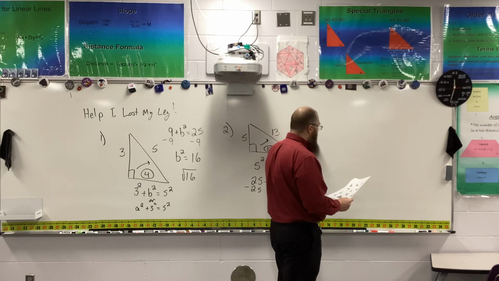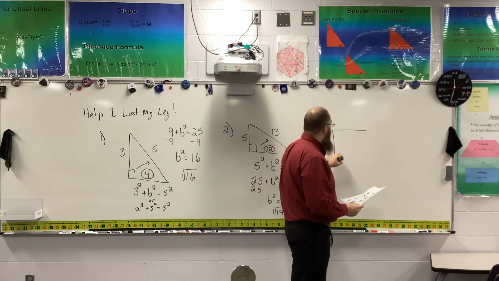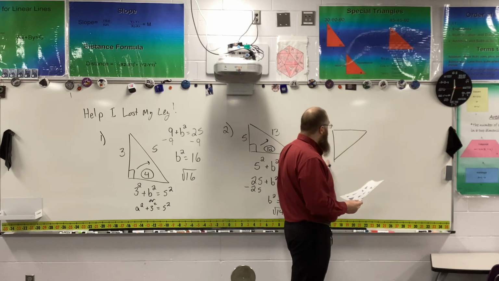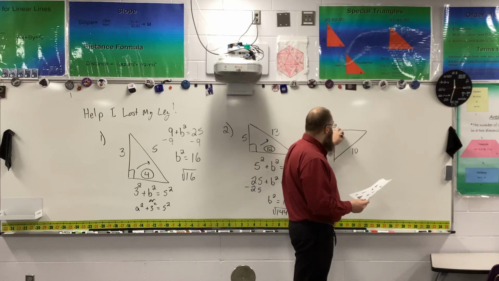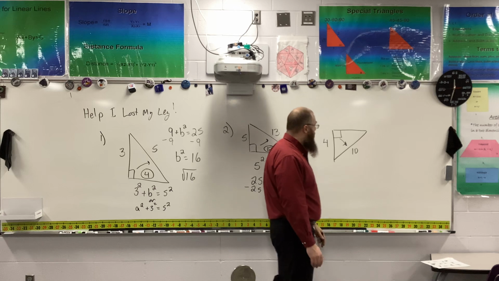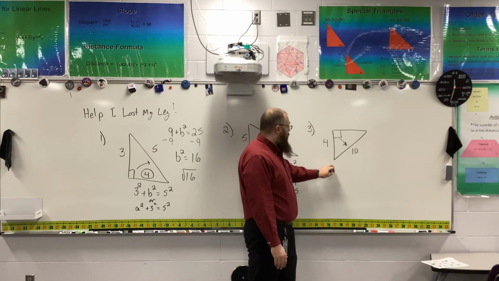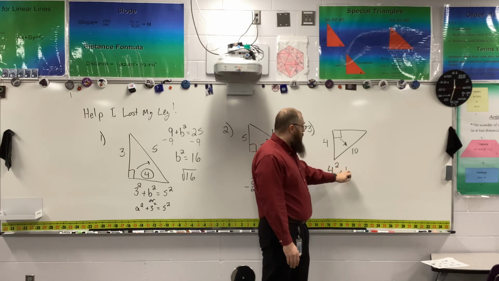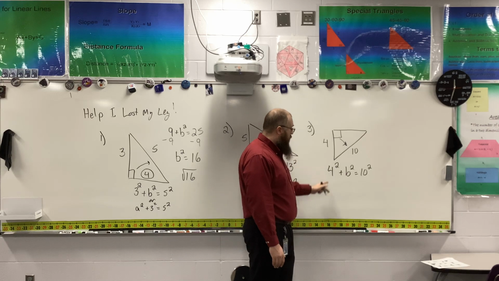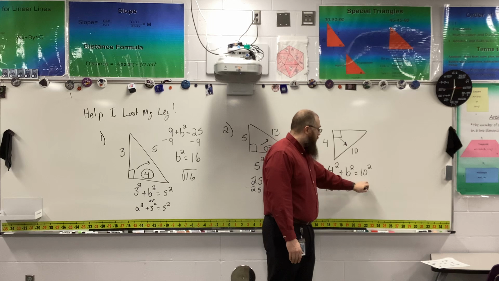Problem number 3 is very similar. I have a missing leg on top, a leg that's 4 on the side, and a hypotenuse that's 10. Again, I know it's my hypotenuse because it's my longest side, and it's across from my right angle. So I'm going to have 4 squared plus B squared equals 10 squared. 4 squared is 16. 10 squared is 100.